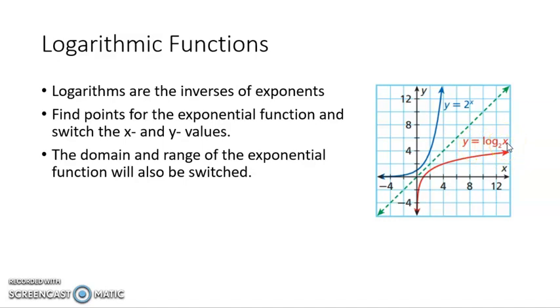Now, switching the x and the y values will reflect the blue graph across this green line, which is the line y equals x. And the domain and range will also be switched because we switched the x's and the y's, so it's going to switch the domain and range. So let me show you an example where I have to graph a logarithmic function.